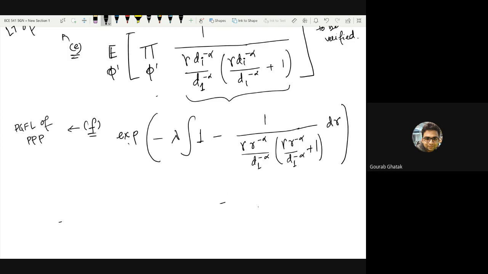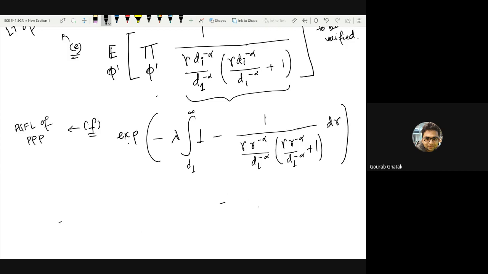Now my question is this: what would be the domain of integration of R? R is in phi dash. R is the distance of an interfering base station, right? So from where to where can it go? From the distance of the nearest point to infinity. Absolutely. So the domain of integration of R is not 0 to infinity, it is actually d1 to infinity.